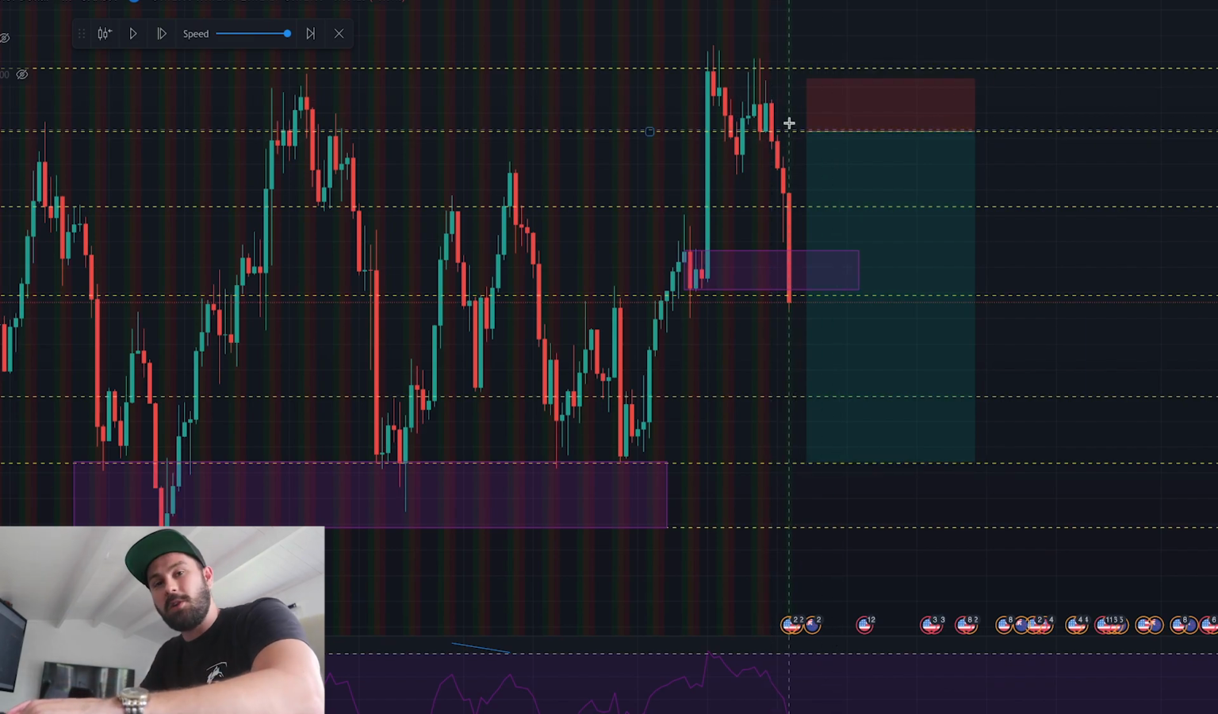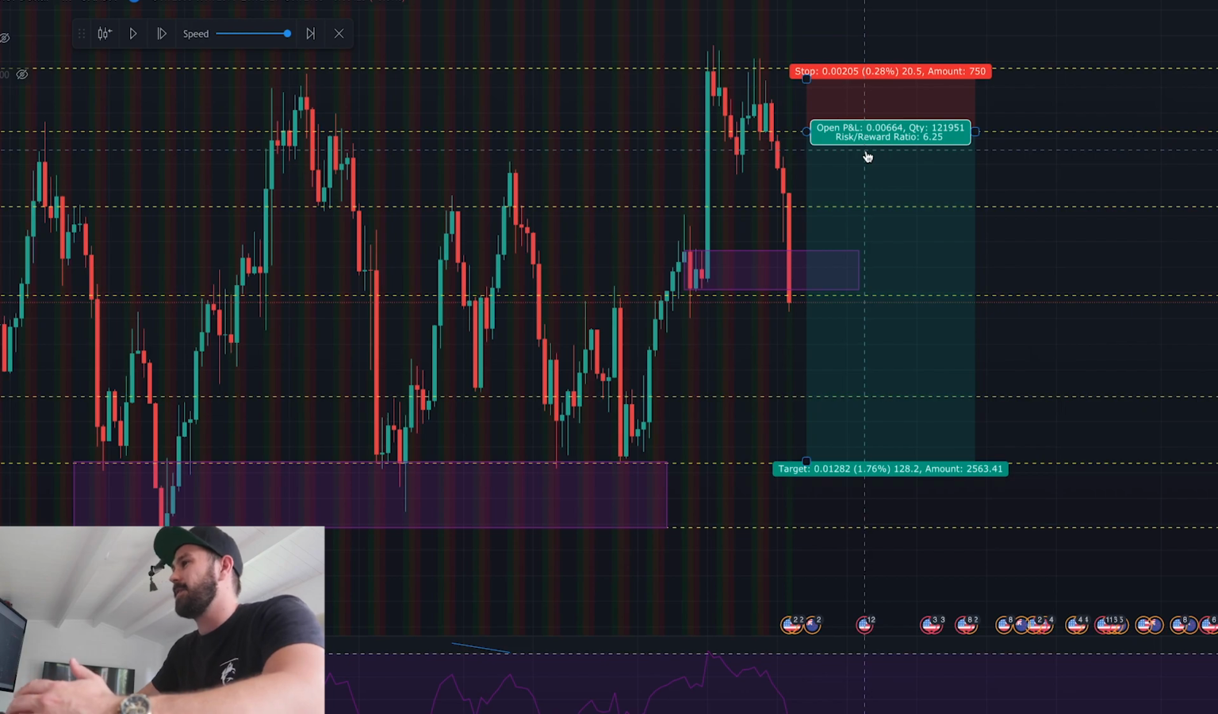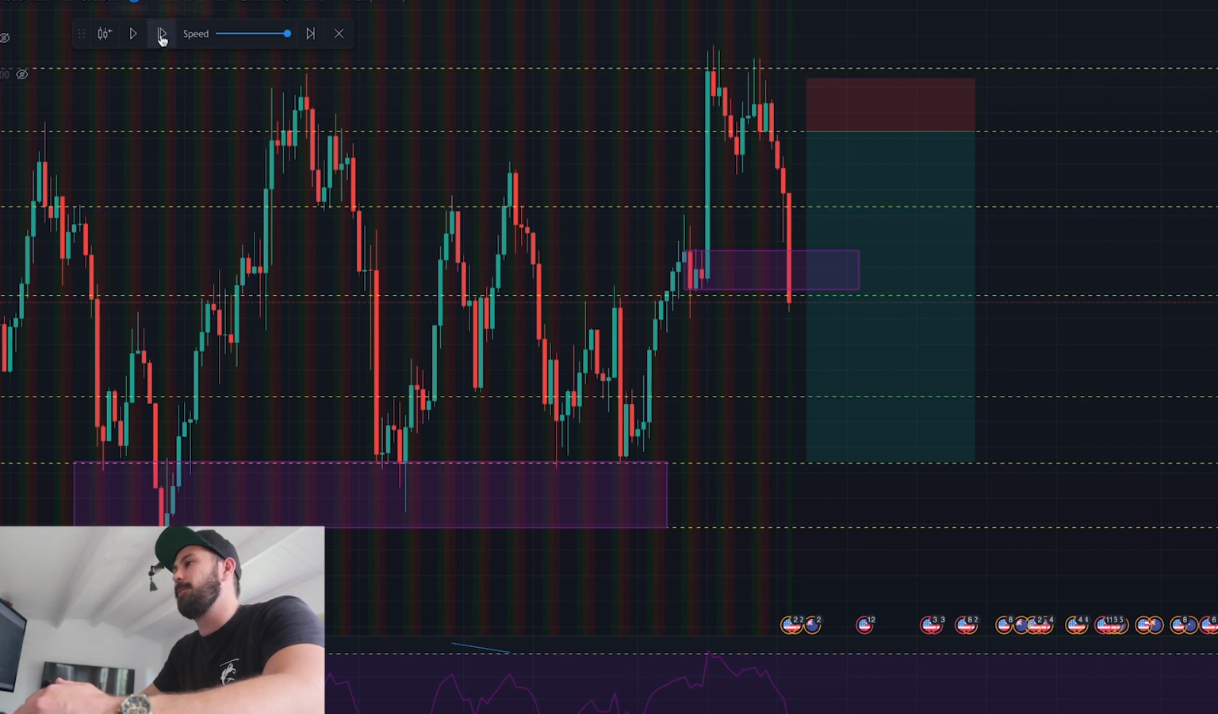Now, if you want to be super snipey and all that stuff, you can probably get in on a 1 minute candle with its imbalance and stuff. But for me, I like to take it nice and simple. I'm just going to take the 4 hour candle, which is 20.5 pips. Some people aren't happy with that. I am. And I've cleared targets down here, right?